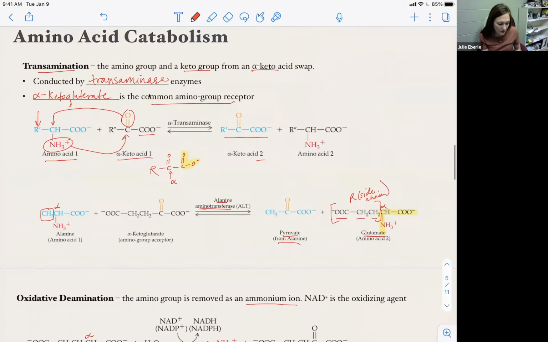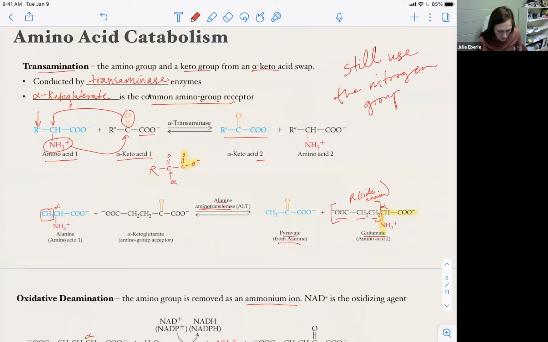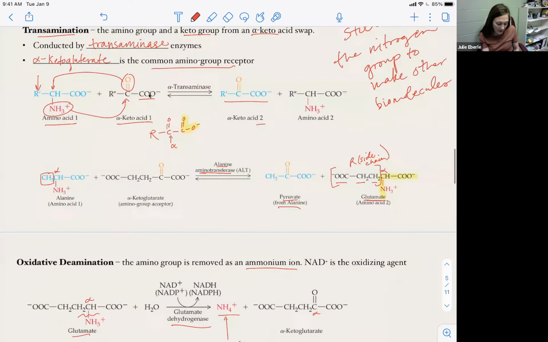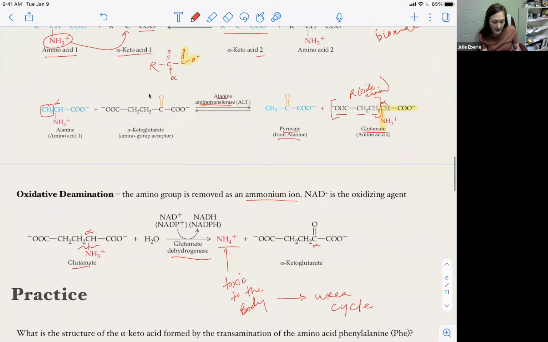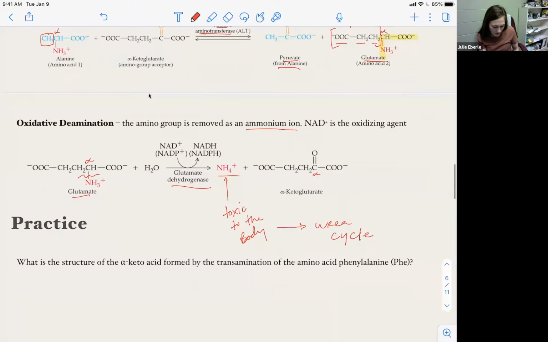Okay, so after transamination, you can still use the nitrogen group to make other biomolecules. Does not have to go to the urea cycle, but if oxidative deamination happens right after that, the destination is the urea cycle.